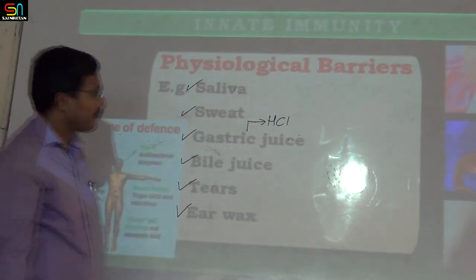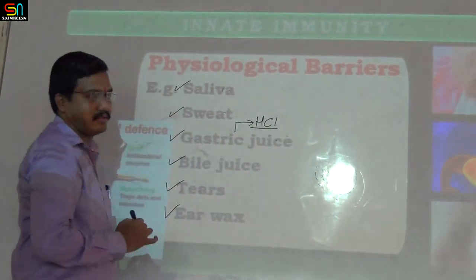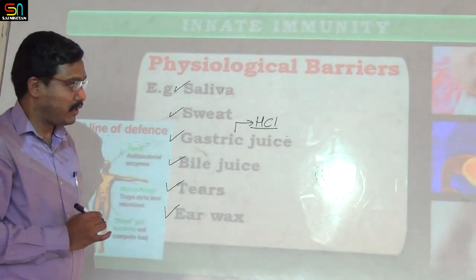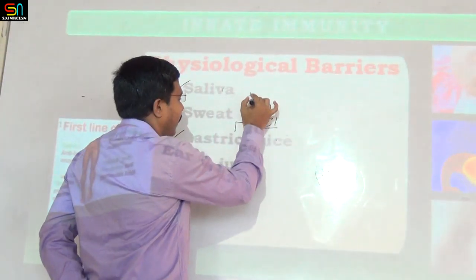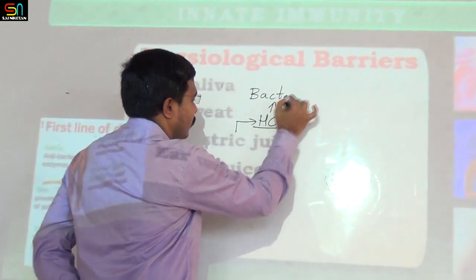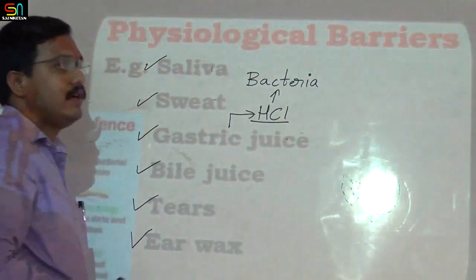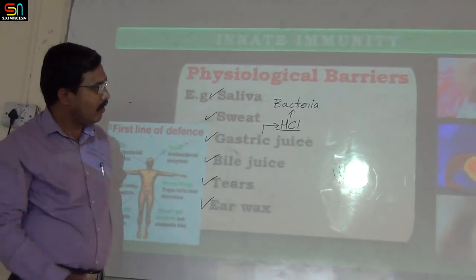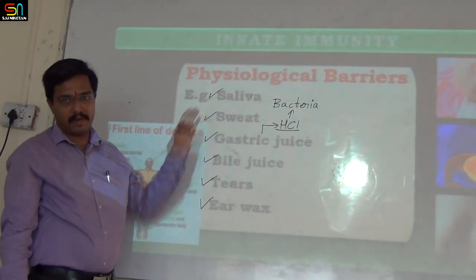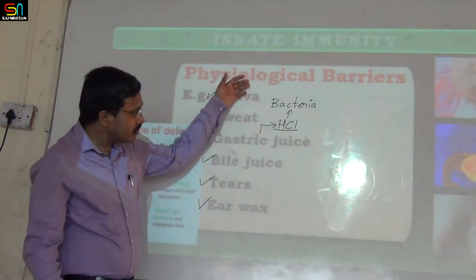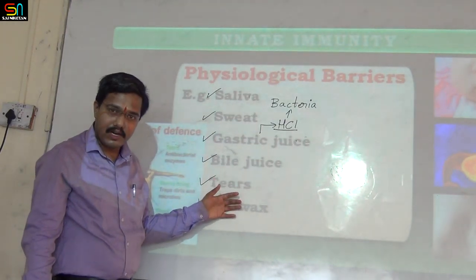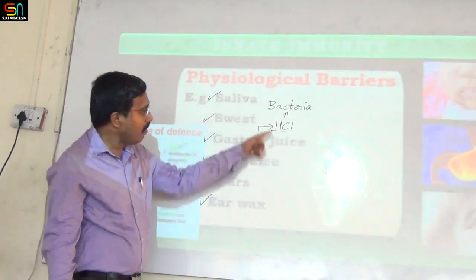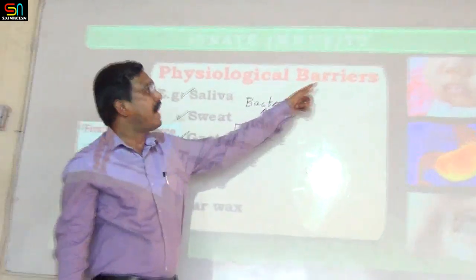You know that HCl is present in the stomach. Because of its very high concentration and very low pH, this HCl kills bacteria. So if any pathogen enters the stomach, there is HCl to kill that bacteria. Now, all these examples are easy to remember. Students, where did you study all these in the previous class? We studied them in human physiology. Therefore, we can remember these are all examples of physiological barriers.